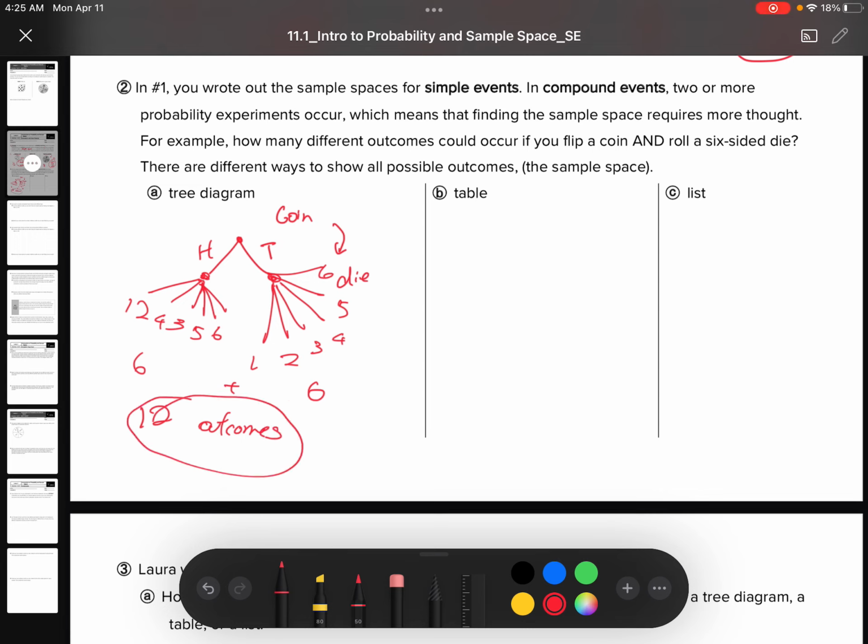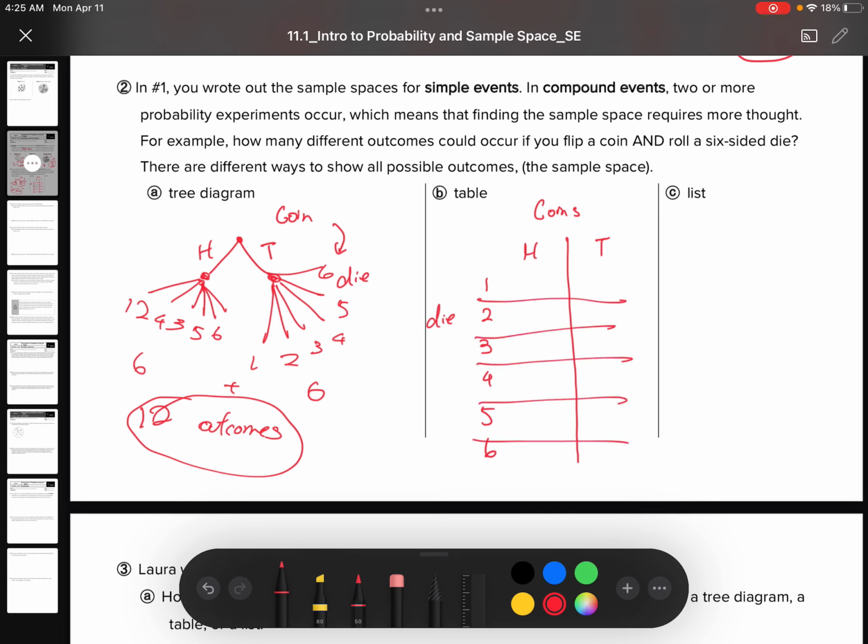You can use a tree. You can also use a table. For instance, one side is coins. When you flip a coin, you have a possibility of heads and tails. Now when you roll a die, you have 1, 2, 3, 4, 5, 6 options. Now make a table of all the outcomes possible with the sample space. You can get heads in 1, tails in 1, heads in 2, tails in 2, heads in 3, tails in 3. You get the idea.